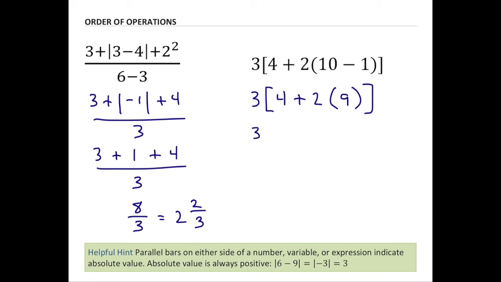So we have 3 bracket 4 plus 18, and then 4 plus 18 is 22, and 3 times 22 is 66.